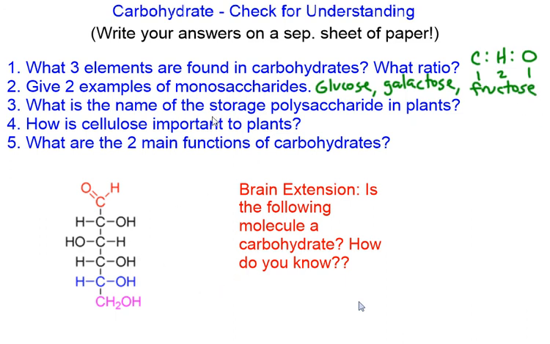The name of the storage polysaccharide in plants. So what do plants use to store? You hear this a lot in nutrition. Starch. How is cellulose important to plants? Remember, we have two big functions. One is storage for energy. The other is structure. So it's going to be a structural component. And what's the most important structure in a plant cell? The cell wall.